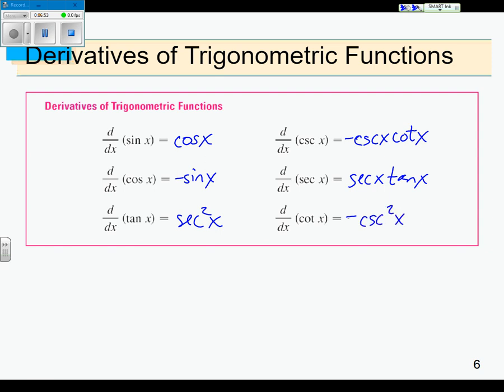There are some patterns in here. You just pause the video for a little bit, look at the patterns with this. I'll give you one pattern. Look at everything that is a cofunction. Cosine, cosecant, cotangent. They're all negative. All the rest of them are positive. There's some other patterns you can look at. I'll let you discover those, and we'll be talking about it in class.